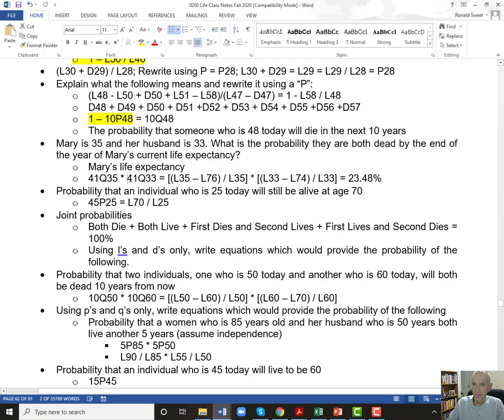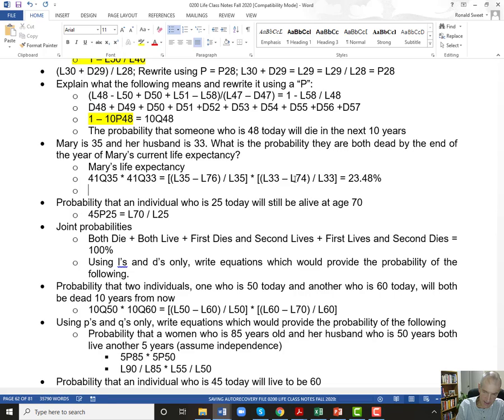The reason I don't like this is some students got confused about whether or not the husband also makes it to his life expectancy, but that wasn't what I was saying. Mary's life expectancy is in 41 years, so you're doing them both at 41. So the probability of the husband dying in the next 41 years is 41q33. And you can actually calculate the number. It's 2348.